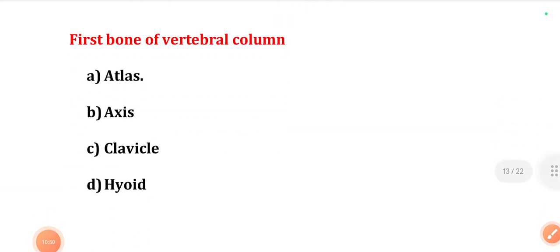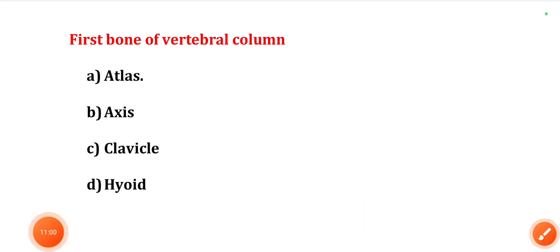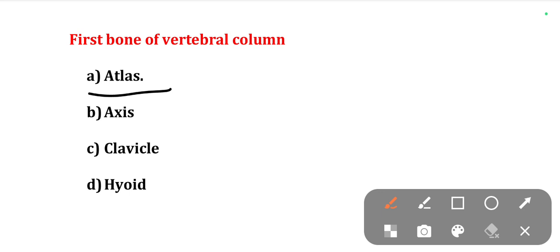The next one is the first bone of vertebral column. So what is the name of the first bone? Options are atlas, axis, clavicle, hyoid. The right one is atlas. So the first bone of the vertebral column is the atlas, and the second one is the axis.